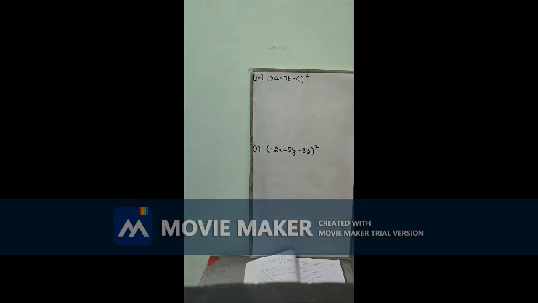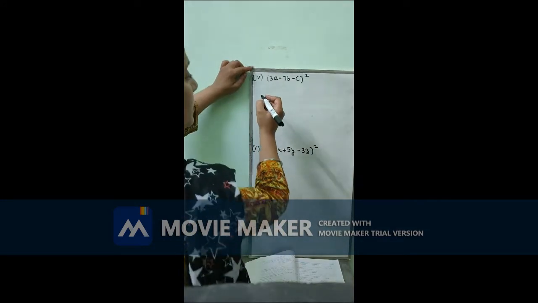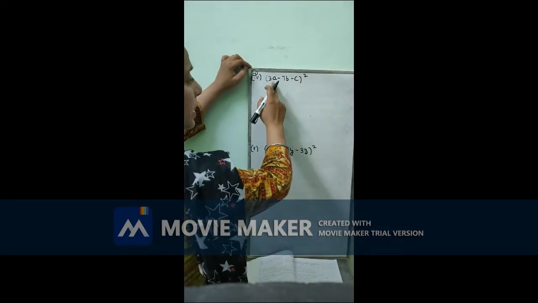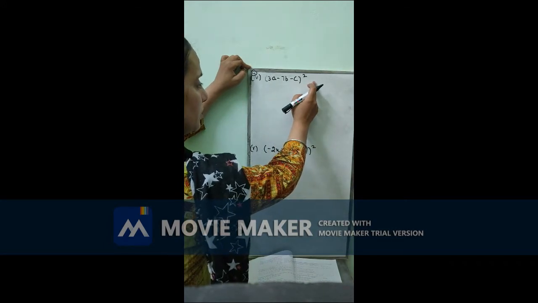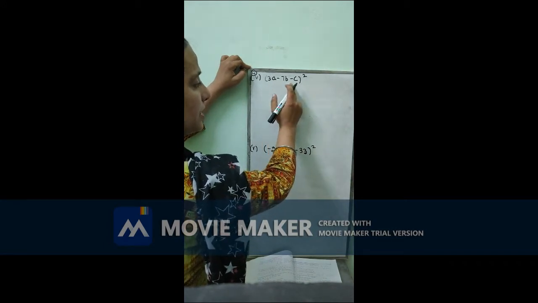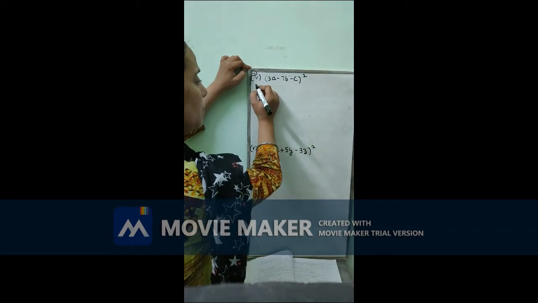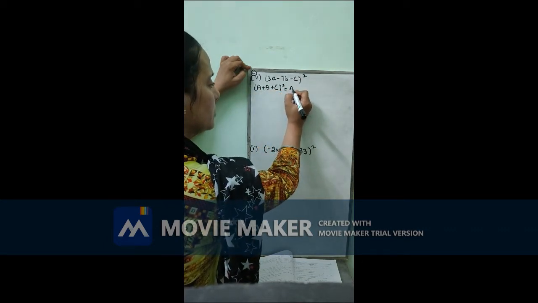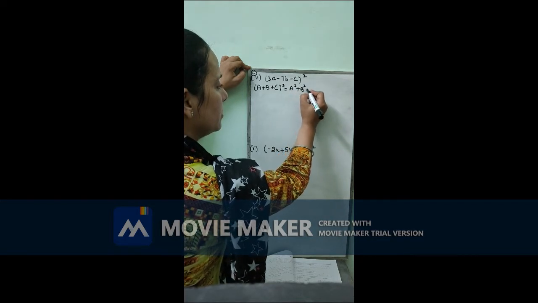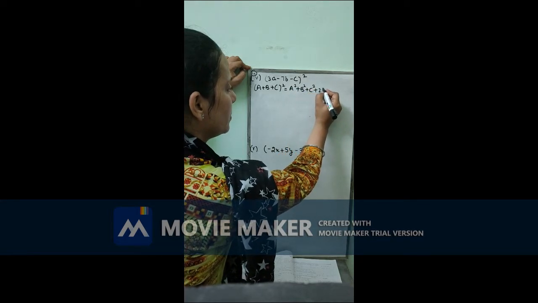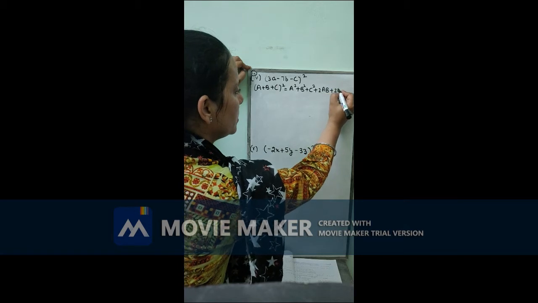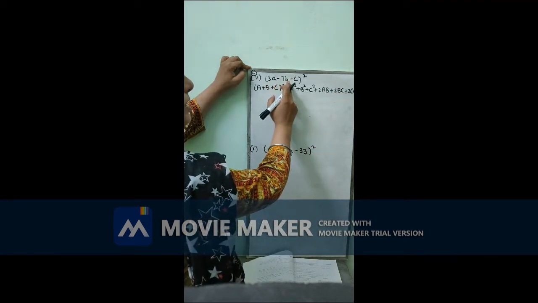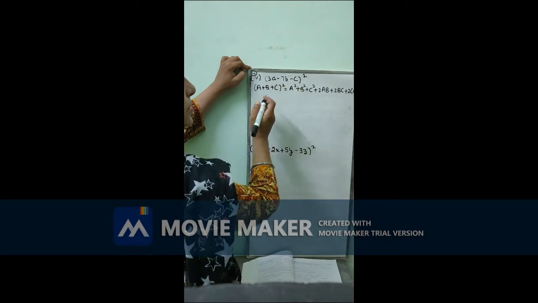Yes students, now I am going to discuss sum number 4, fourth part. 3a minus 7b minus c whole square. Use the identity a plus b plus c whole square, which is a square plus b square plus c square plus 2ab plus 2bc plus 2ca. A is 3a, b is minus 7b, c is minus c.